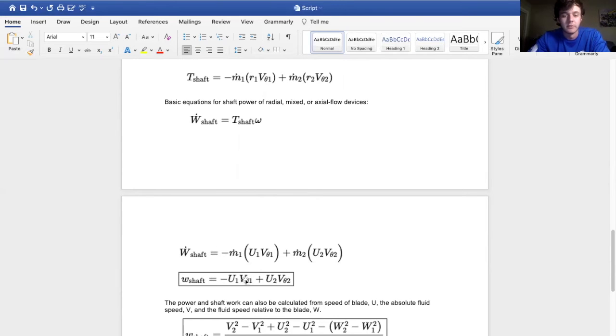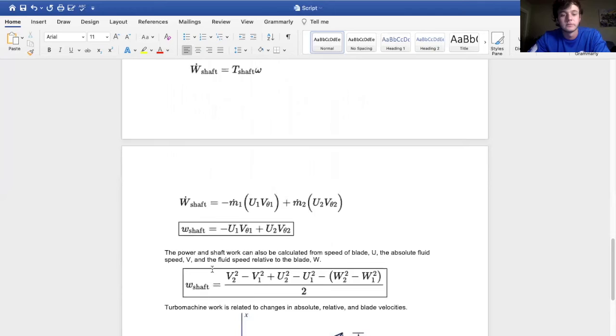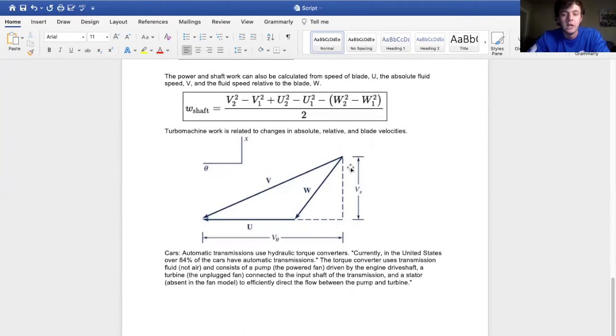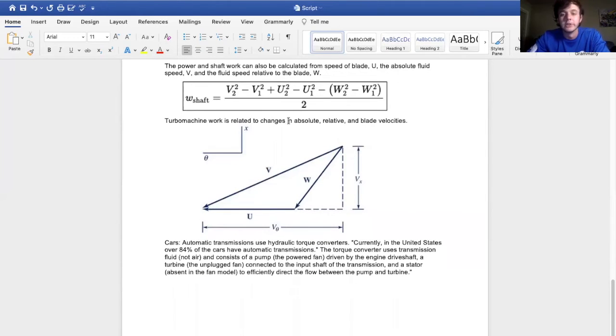This is it in terms of mass. You divide the mass out. And then the same shaft work can be calculated from the speed of the blade U, the fluid speed V, and the relative speed W. So from 12.2, turbo machine work is related to changes in absolute, relative, and blade velocity. So they are all related. Remember, V equals U plus W.